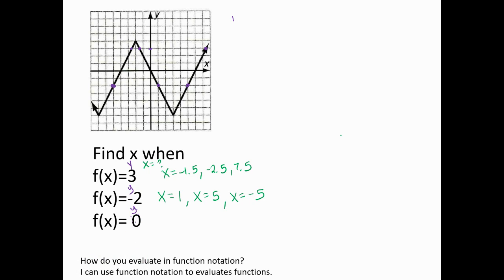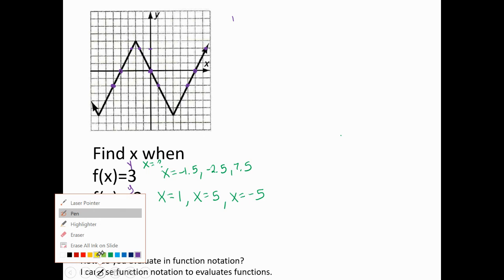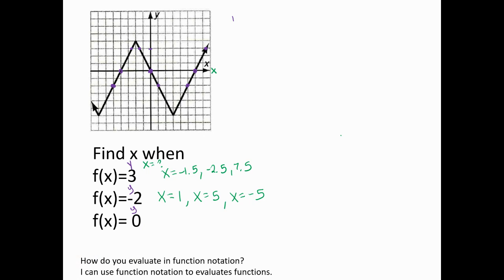And now the last and final one it's asking you is when y is 0. When y is 0, what is our x? That would be on the x-axis. So we would do this point, as well as that point. So there's 3 points. And remember, if it's on the x-axis, those are called your x-intercepts. Where does it cross the x-axis? X-intercept.